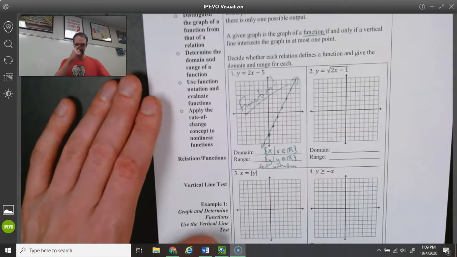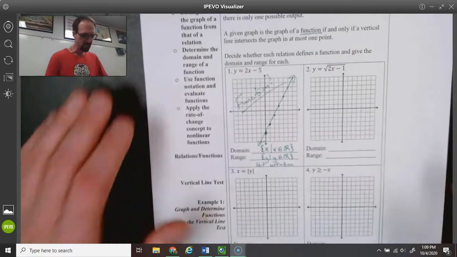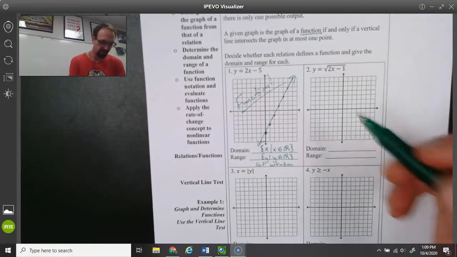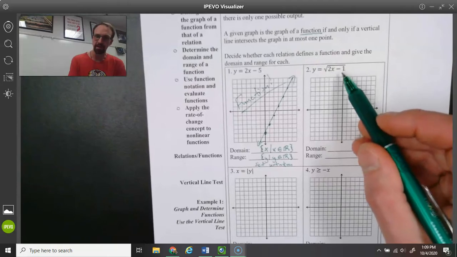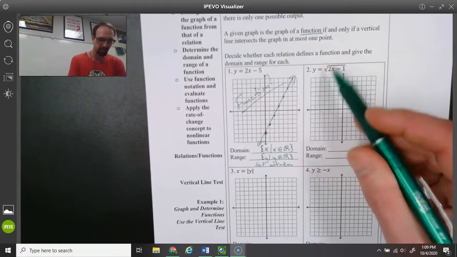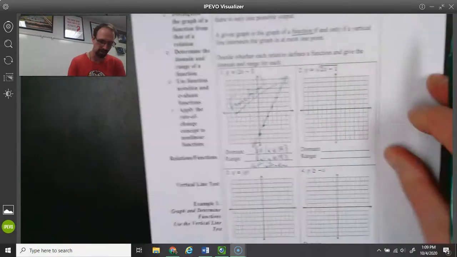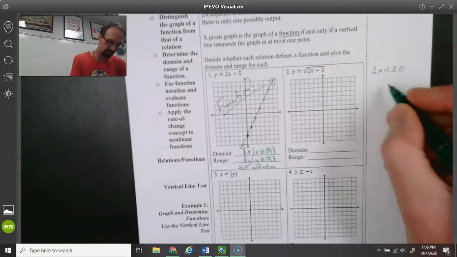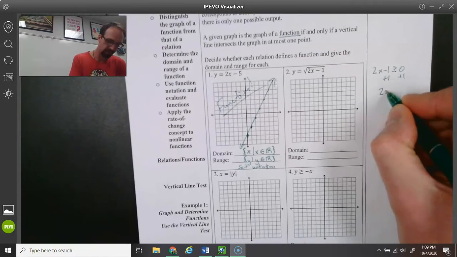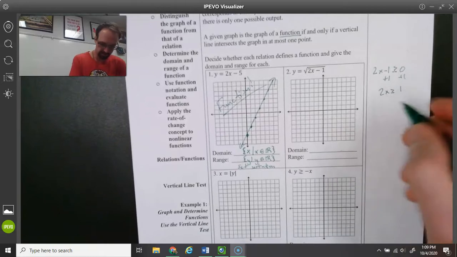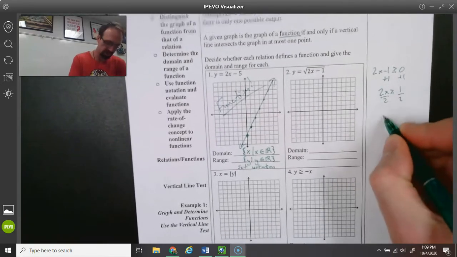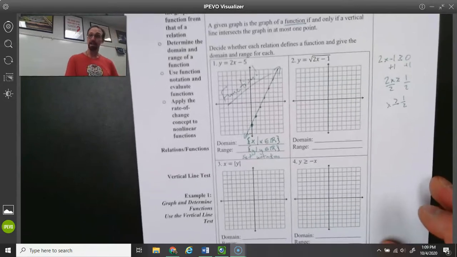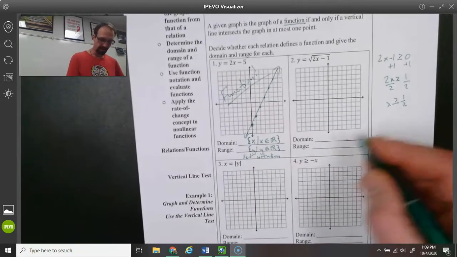Number 2. This is a square root, and to visualize this, let's go ahead and find out what the domain is. Remember, to find the domain of a square root, we set what's underneath the radical greater than or equal to 0 and then solve. So 2x minus 1 is greater than or equal to 0. Add 1 on both sides. 2x is greater than or equal to 1. Divide by 2. So I got x is greater than or equal to 1/2.